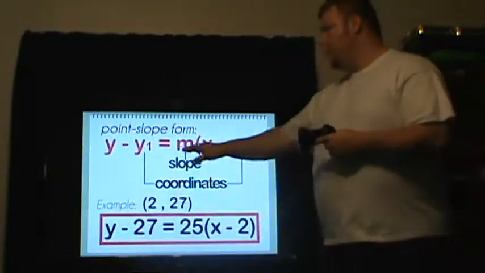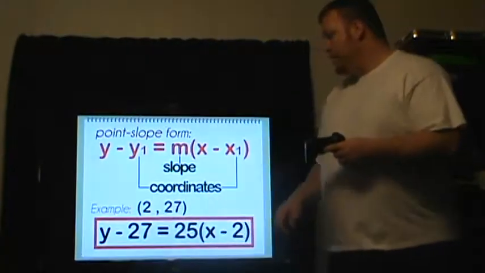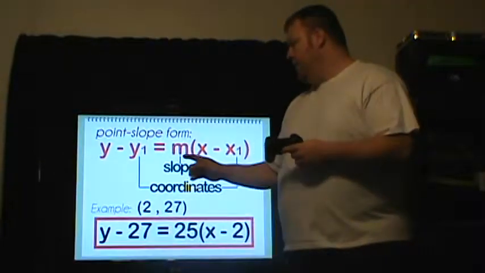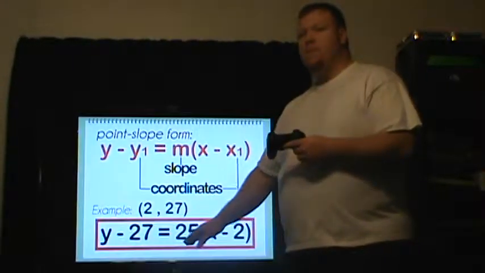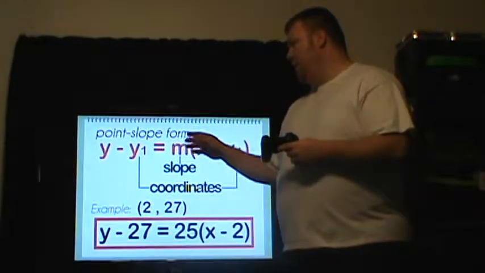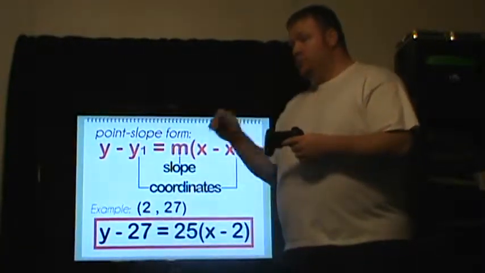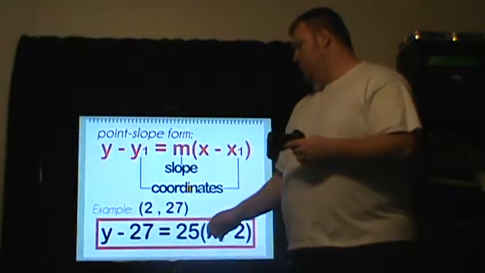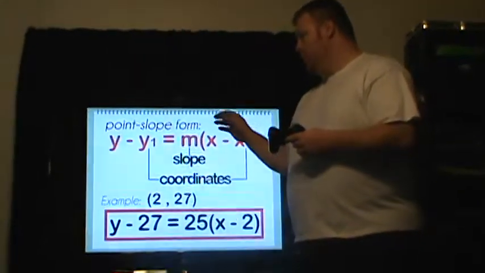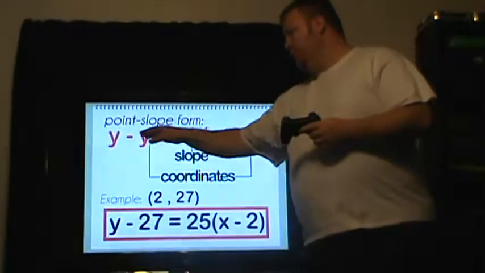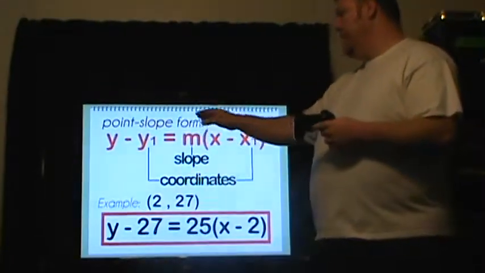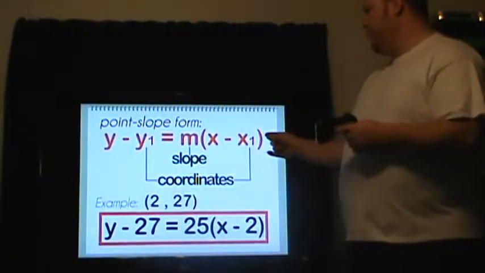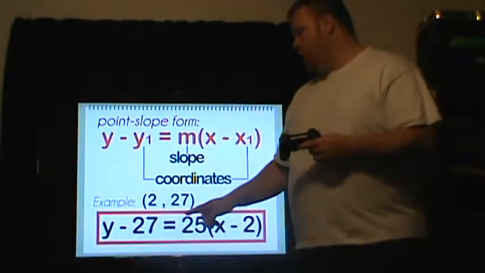This next one is the point slope form. This is if they give you 1 point, which is the 2, 27 here, and they give you the slope, which is going to be 25, and they want you to figure out, well, what's the slope-intercept formula for the line? How do you get to that point? What you're going to do is you have your formula: y minus y1 equals m, which is the slope, times x minus x1, where x1 and y1 are the coordinates they gave you.